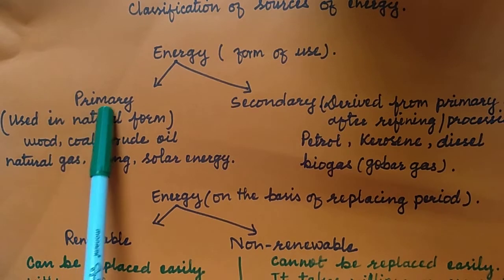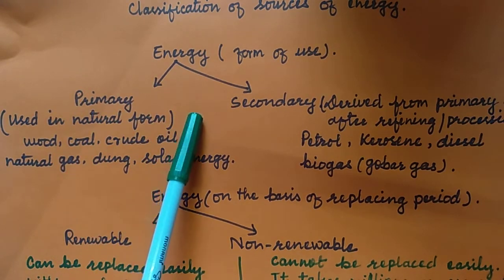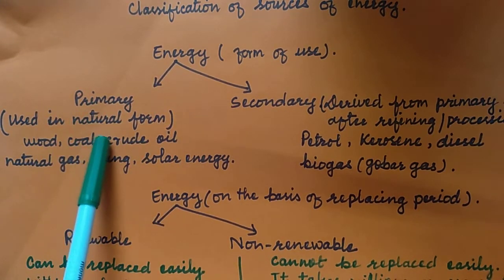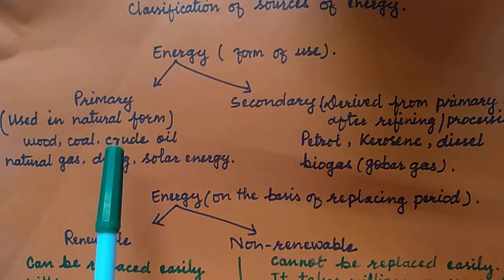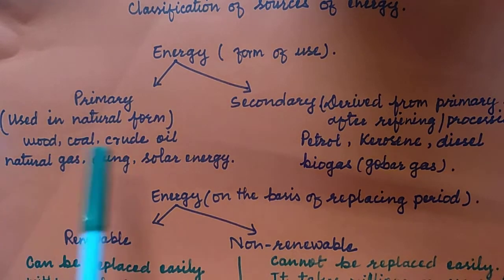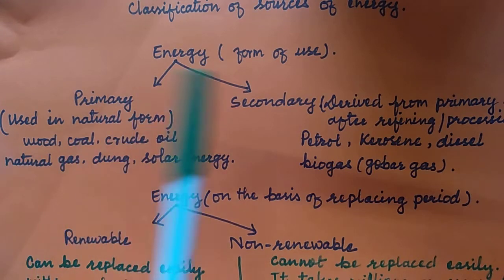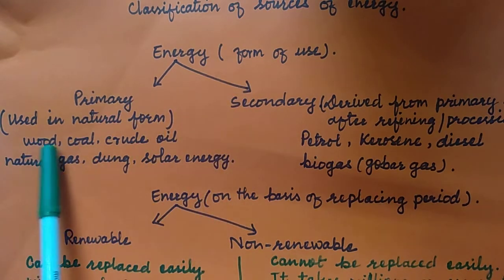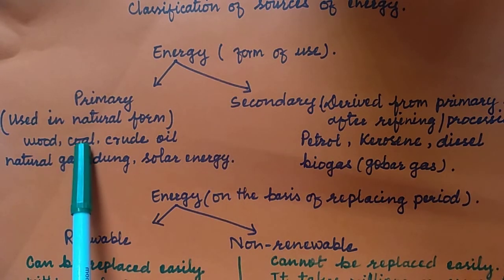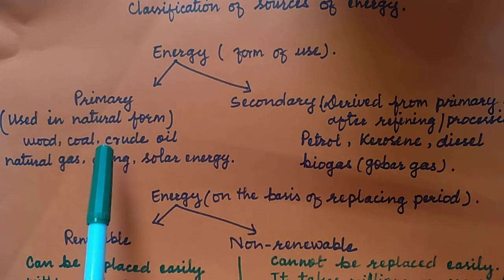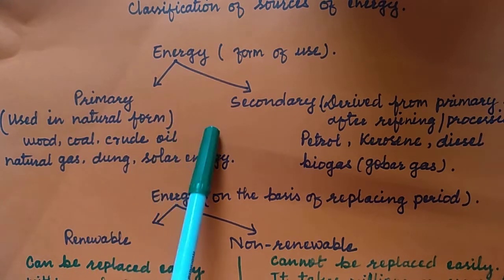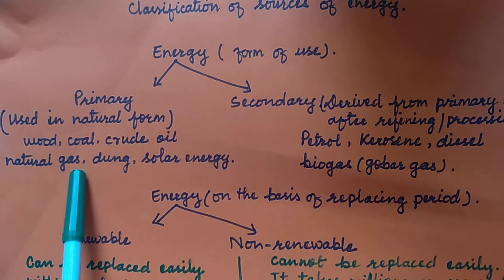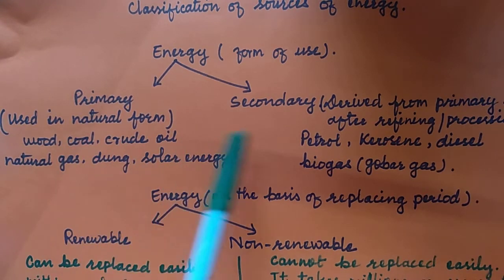The first one is primary sources of energy. Primary sources of energy are the sources of energy which are used in their natural form. These are used in their original form. For example, wood, firewood, coal, charcoal, crude oil, raw petroleum oil, natural gas, dung, cow dung, buffalo dung, solar energy.